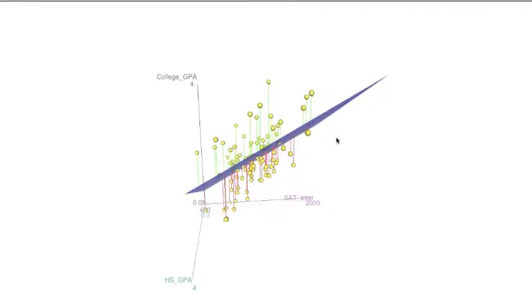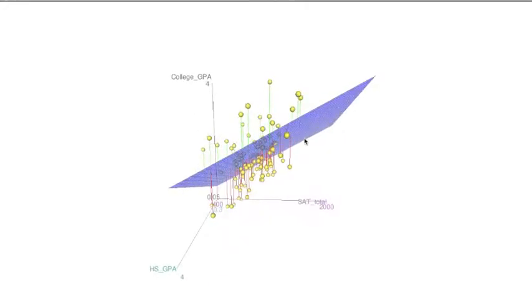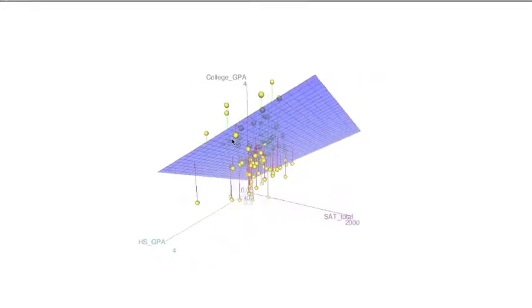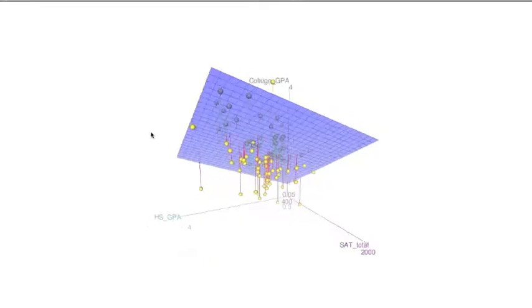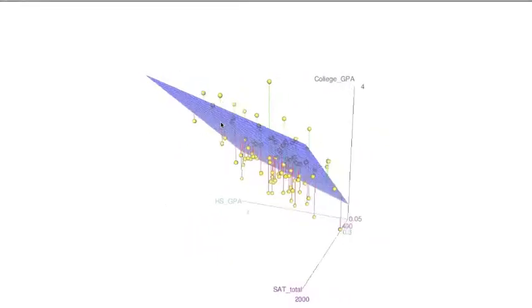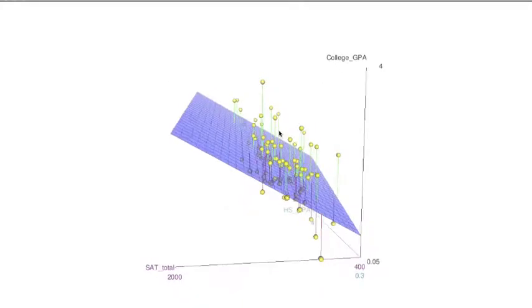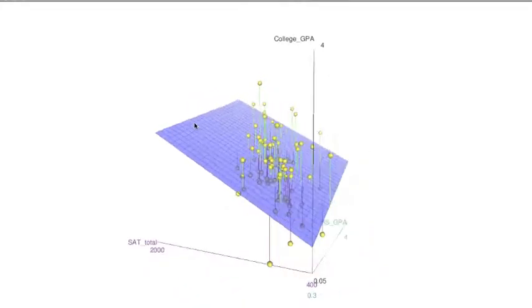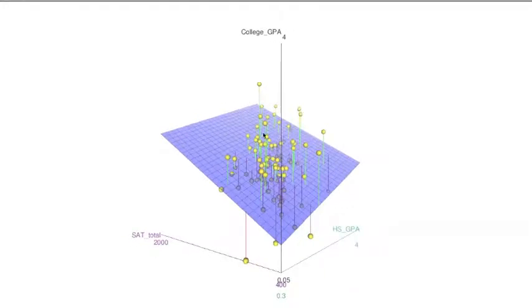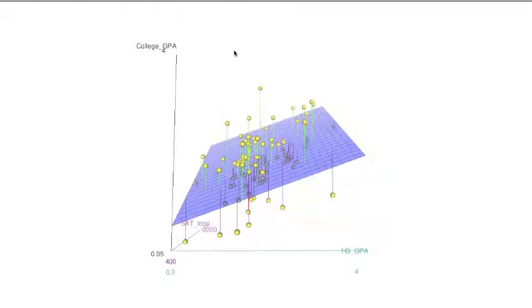So anyway, this is how we can see if our prediction of college GPA with these two variables were perfect, then all of these points would fall on this plane. But you can see there's some distance, and they're drawn with those lines from the point to the plane, and those are the residuals. This is our new measure of error if we're predicting college GPA with our two variables, high school GPA and total SAT score.